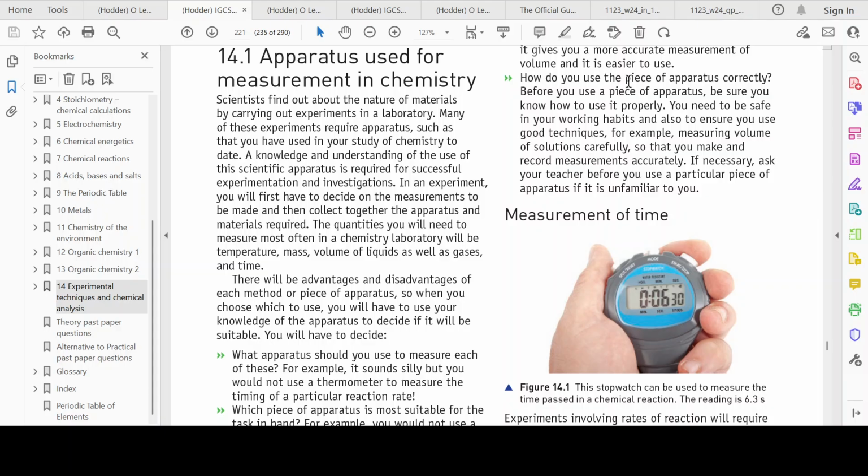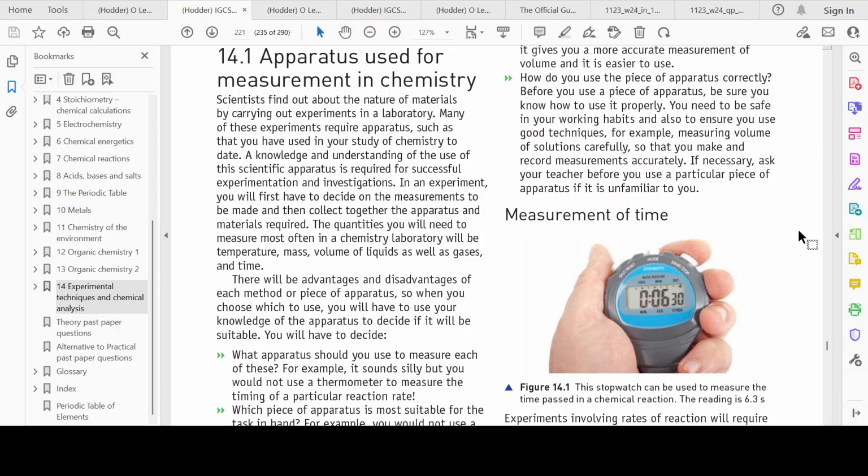How do you use the piece of apparatus correctly? So you selected it, but then how do you use it? Before you use a piece of apparatus, be sure you know how to use it properly. You need to be safe in your working habits and also to ensure you use good techniques, for example, measuring volumes of solutions carefully, so that you make and record measurements accurately. If necessary, ask your teacher before you use a particular piece of apparatus if it is unfamiliar to you.